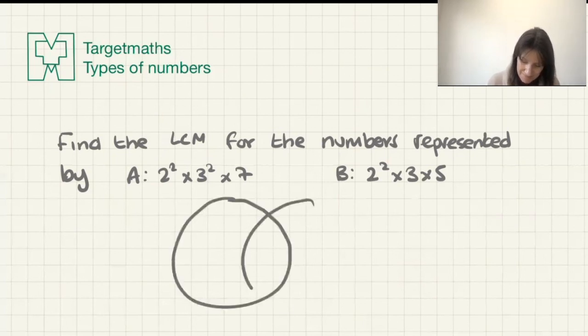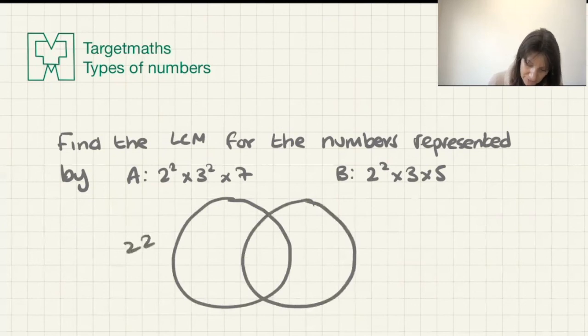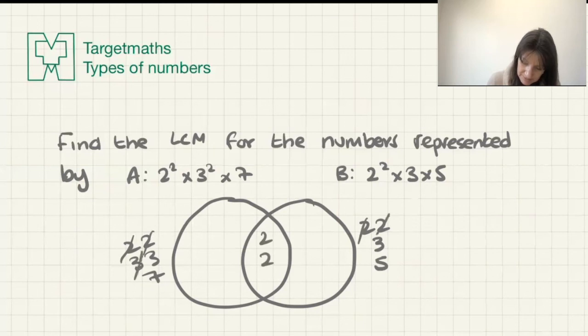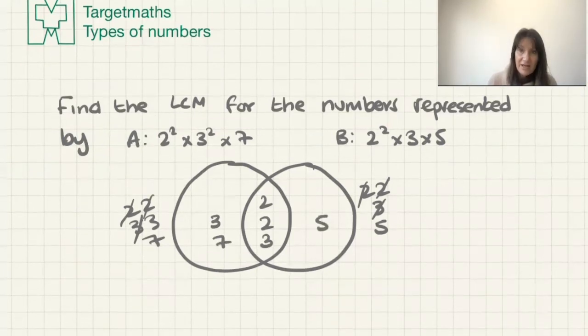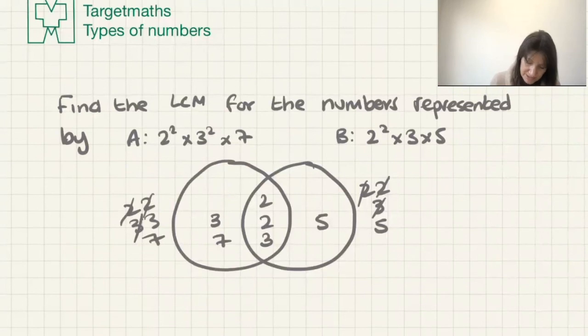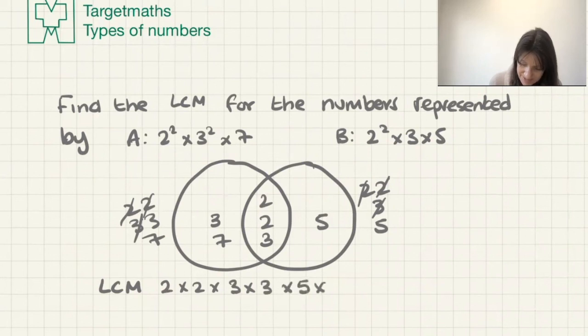Okay. So I've got a 2, a 2, a 3, a 3, and a 7, a 2, a 2, a 3, and a 5. 2 in the middle, 2 in the middle, 3 in the middle, I've got a 3, a 7, and a 5. Okay, I want the lowest common multiple, which means we've got a bit of work to do here. So it's 2 times 2 times 3 times 3 times 5 times 7.